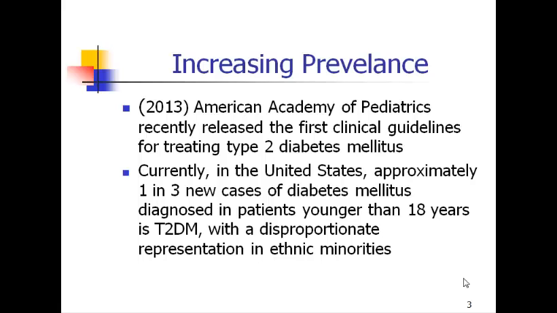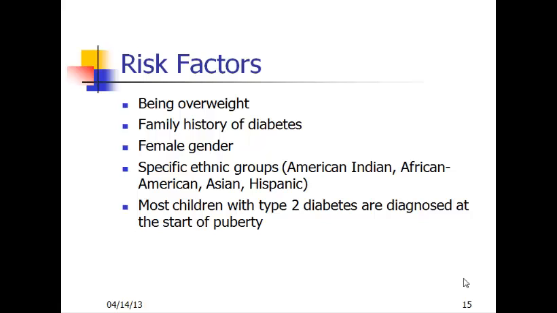Type 2 diabetes is increasing in prevalence. In 2013, the American Academy of Pediatrics released the first clinical guidelines for treating type 2 diabetes mellitus in the pediatric population. Currently, in the United States, approximately 1 in 3 new cases of diabetes mellitus diagnosed in patients younger than 18 is type 2, with a disproportionate representation in ethnic minorities, especially among adolescents. This trend is not limited to the United States, but is occurring internationally as well.